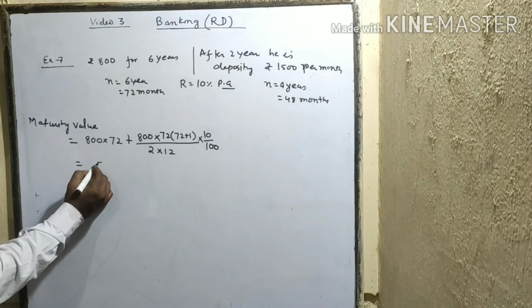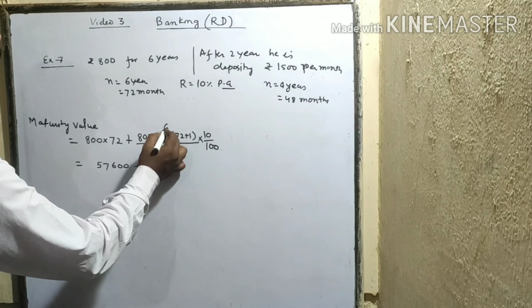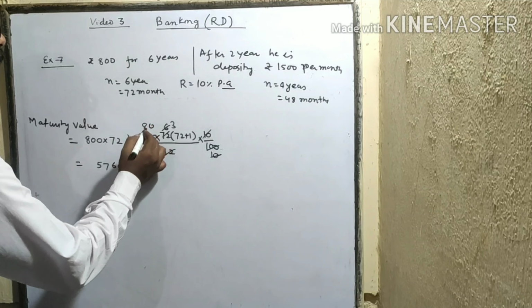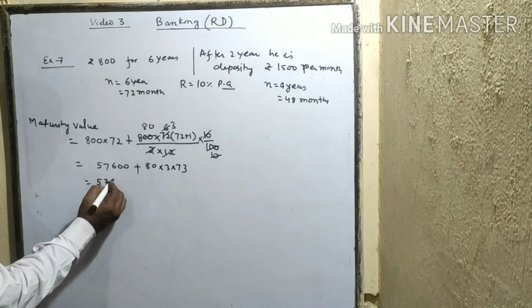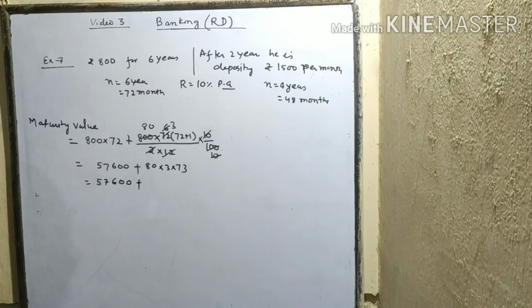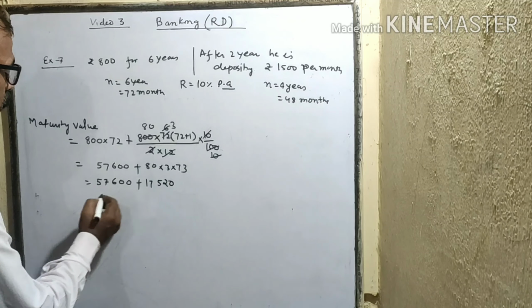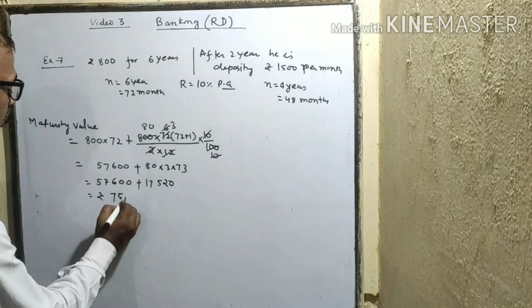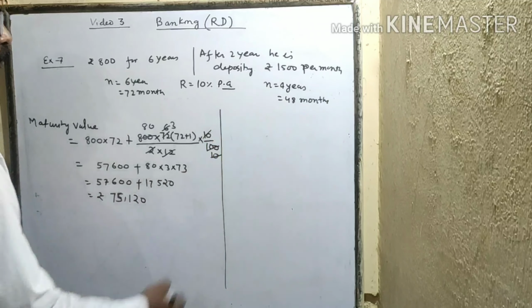After calculation this will be 57,600 rupees, and when you calculate, 12 6s are 72, 2 3s are 6, 10 10s is 100, 10 will come 80 times, so it will be 80 into 3 into 73. So it will come out as 57,600 plus this will come out as 17,520. So total maturity value for first case will come out as 75,120. Now we are going to calculate maturity value for the second case.